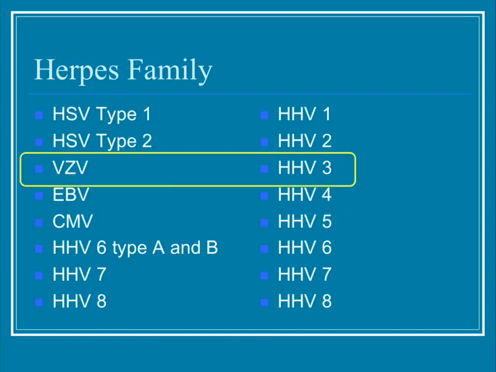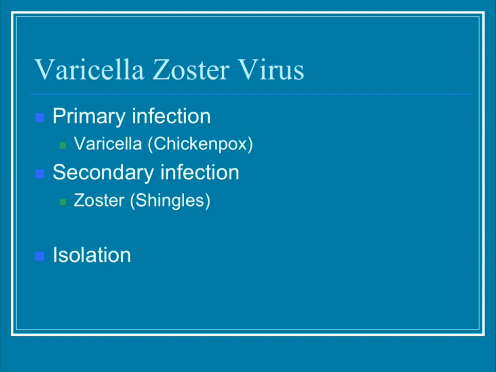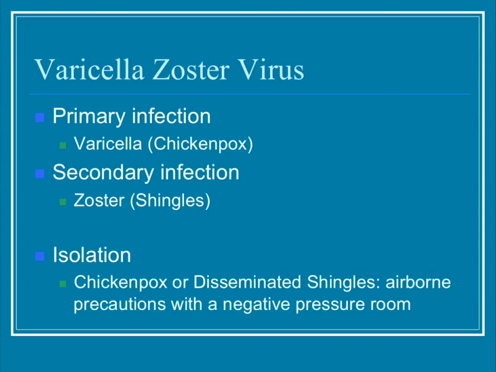A couple words about VZV. Primary infection for VZV is chickenpox. Secondary infection is shingles. Now, isolation: if you just have normal shingles, one dermatome, just cover that area. But if you have chickenpox or disseminated shingles, 2 or more dermatomes, this is airborne precautions, negative pressure room. So my entire floor for bone marrow transplant is positive pressure. So these patients actually go to another floor for us to take care of them.